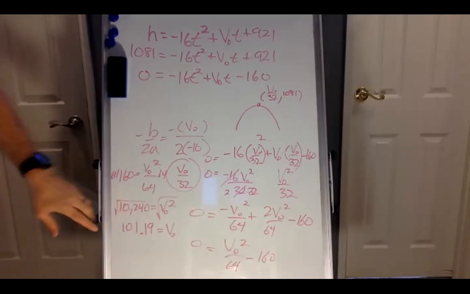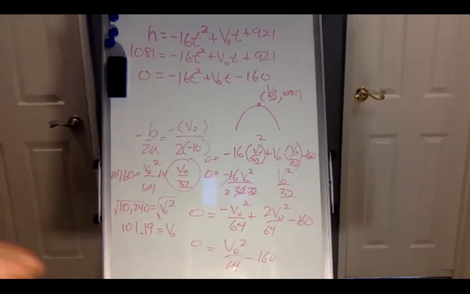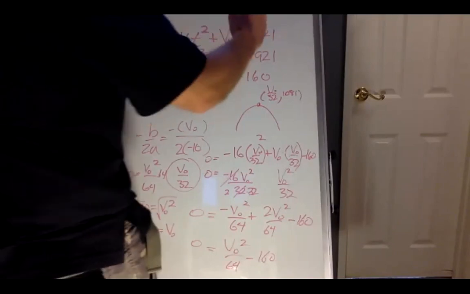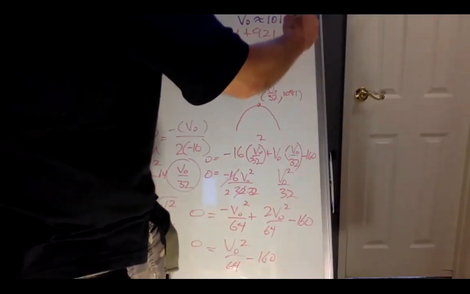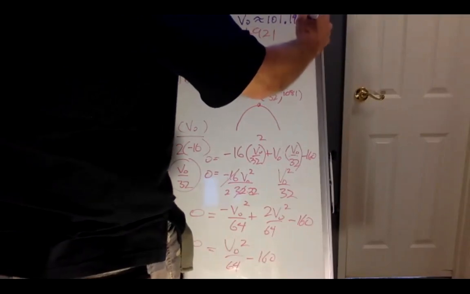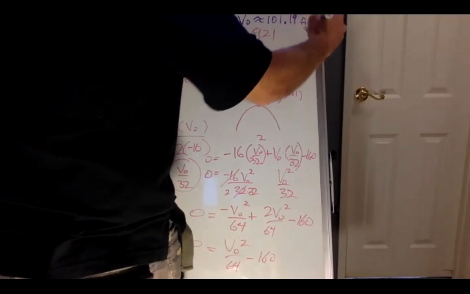Okay, I'm going to erase this, and I'm going to keep my 101.19. So I have V naught is about 101.19, and that's velocity, so that's going to be feet per second.